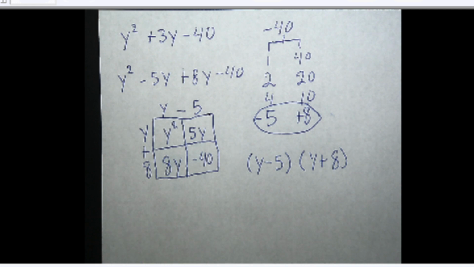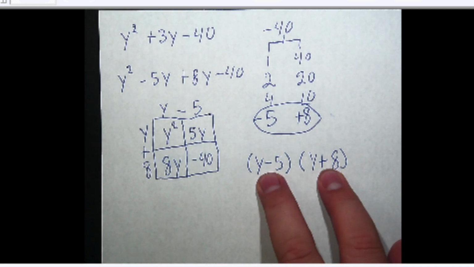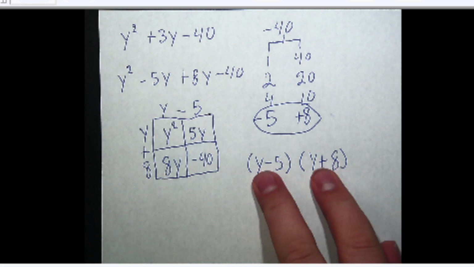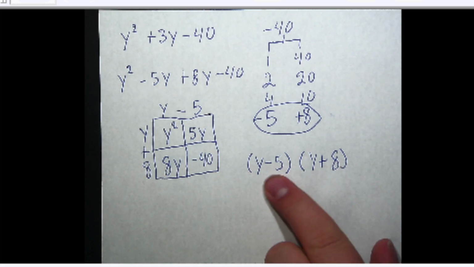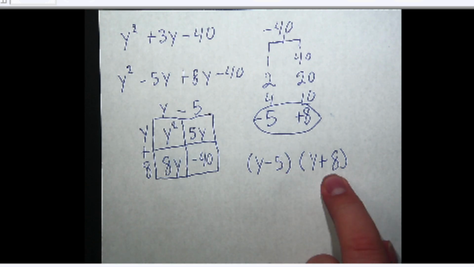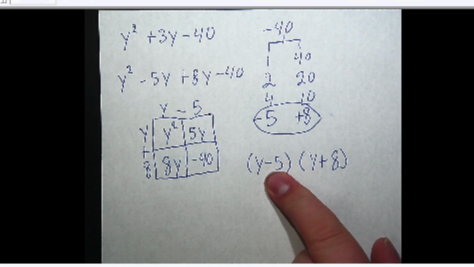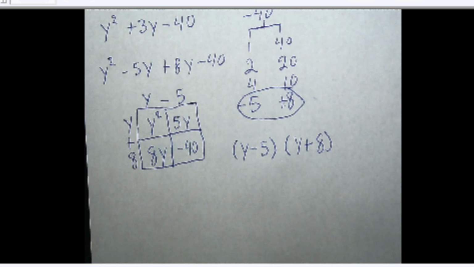Now here's a question for y'all. Does it matter the order that I write these in for my answer? No? Absolutely right. It does not matter because we're multiplying. This is y minus 5 times y plus 8. And if you remember, the commutative property of multiplication says it does not matter which one comes first. So I could write this as y plus 8 times y minus 5. Any questions? Still making sense?